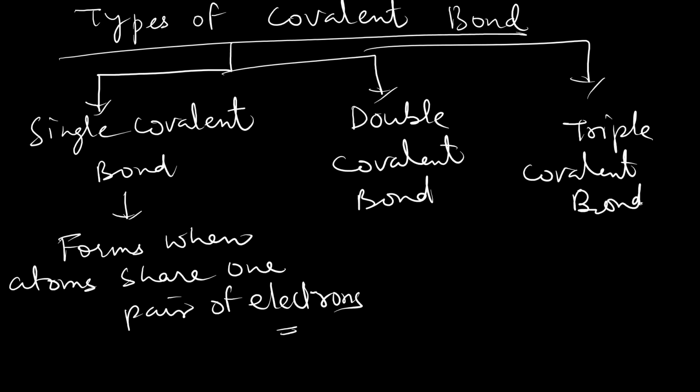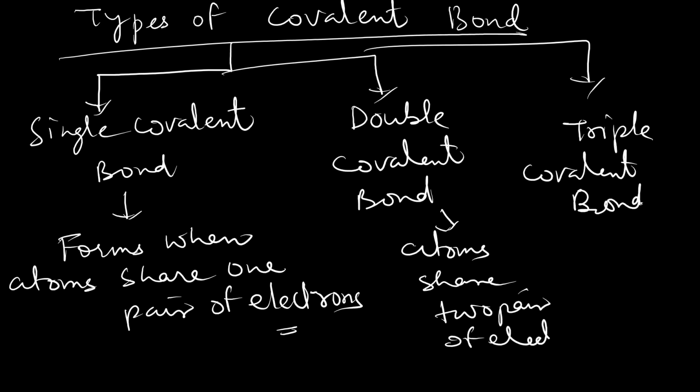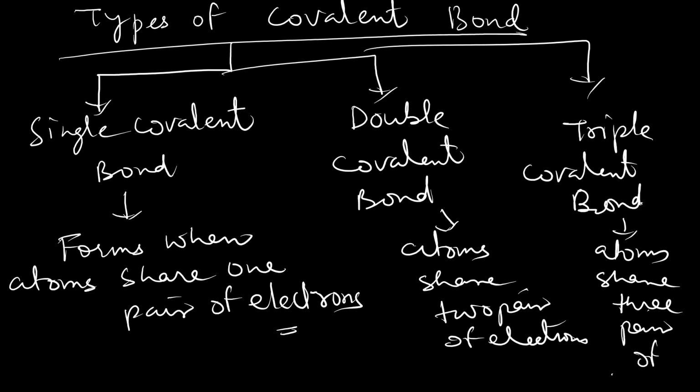A double bond is when atoms share two pairs of electrons. And a triple bond is when atoms share three pairs of electrons. So we will discuss single covalent bond. I'll explain it with the help of an example.